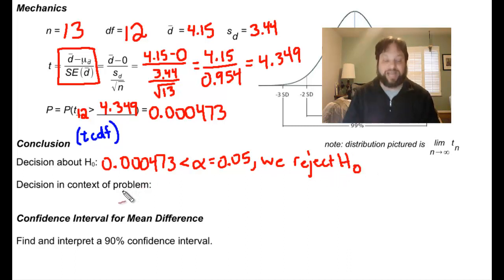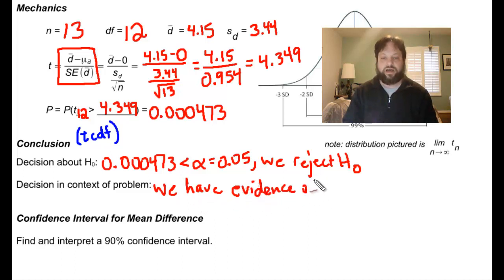But what does this mean in context of the problem? Well, remember that our null hypothesis was that there was going to be no difference between using the word bank or not. We're rejecting that. We're throwing that out the window. In fact, what we can say now is we do have evidence, not just of an increase in the number of words we find, but, remember, our p-value is very low, so we have evidence of a significant increase.